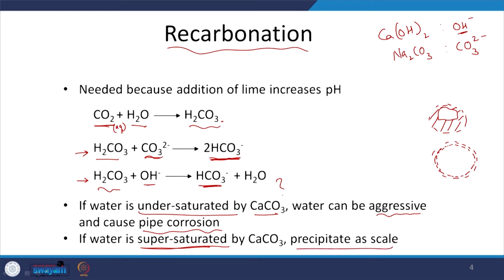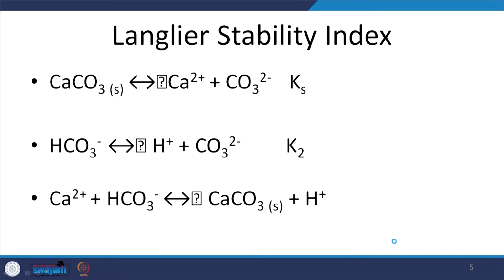So how do we look at this, or how do we understand this? There is a particular way to go about it. It's called the Langelier stability index, I guess, right? I think there is some typo when I changed the font, so ignore this. So we have some equations that we need to keep in mind here.